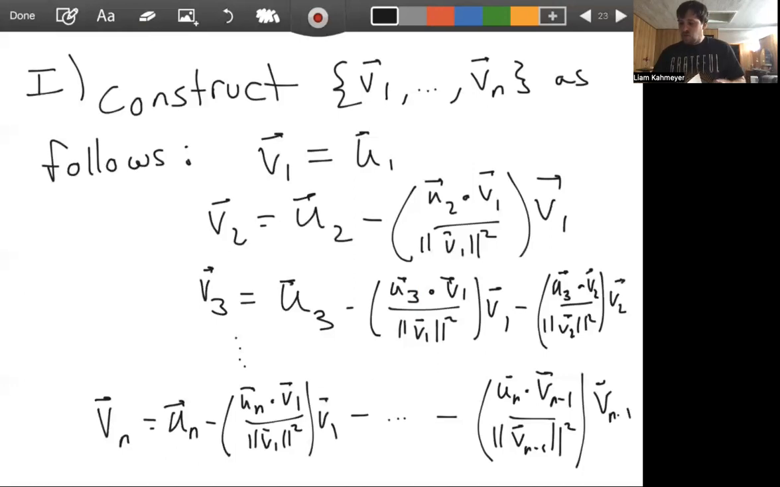Okay, so what did this get us, right? We're trying to find an orthonormal set that has the same span as the original set of vectors that we started with. Well, what this construction does, based on the definition of these vectors, like subtracting the projection, is give us an orthogonal set with the same span.